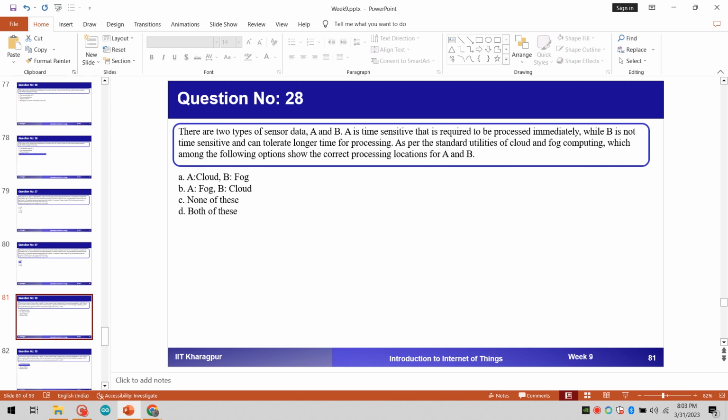Next question is, there are two types of sensor data, A and B. A is time sensitive, that is required to be processed immediately, and B is not time sensitive and can tolerate longer time for processing. As per the standard utilities of cloud and fog, which among the following options shows the correct processing locations for A and B? A should be processed at cloud and B at fog. A at fog, B at cloud. None of these, both of these. A is time sensitive and B is not.